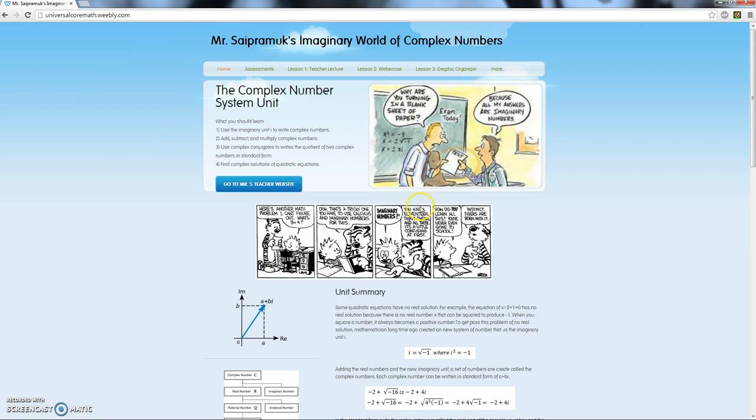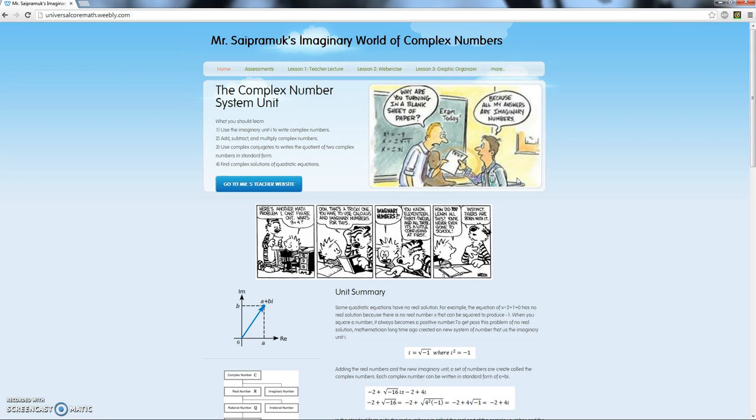Here's a funny cartoon. The teacher says, "Why are you turning in a blank sheet of paper?" And the student says, "Because all my answers are imaginary numbers." It's funny because the notion of imaginary numbers is that they can't be seen.